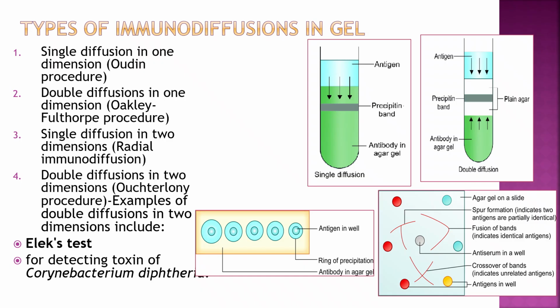Types of immunodiffusion in gel. First is single diffusion in one dimension, the Oudin procedure. Double diffusion in one dimension, the Oakley-Fulthorpe procedure. Single diffusion in two dimensions, radial immunodiffusion. Double diffusion in two dimensions, the Ouchterlony procedure. An example of the last is the Elek test, detecting toxin of Corynebacterium diphtheriae.